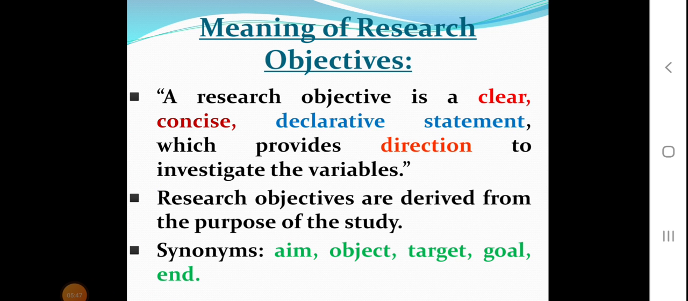Some common synonyms of objective are aim, design, end, object, target, goal, intent, and purpose. Research objectives are the results sought by the researcher at the end of the research process. That is, what the researcher will be able to achieve at the end of the research study.